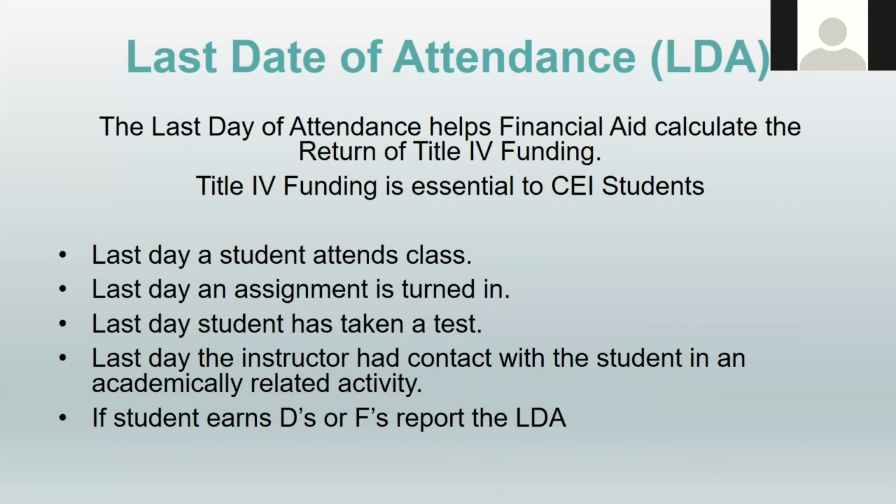The last date of attendance should be recorded. This date helps financial aid calculate the return of Title IV funding. Title IV funding is financial aid and is essential to CEI students. We need you to track the last day. This date can be the last day a student attends class, turns in an assignment, or takes a test. It can be the last day the instructor had contact with the student in an academically related activity. This date helps financial aid determine how much aid the student may have to return, or how much aid they are eligible for.